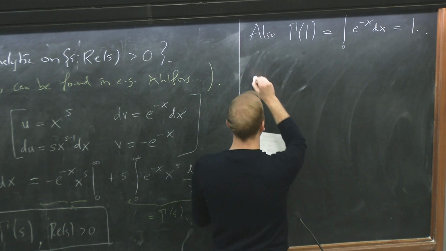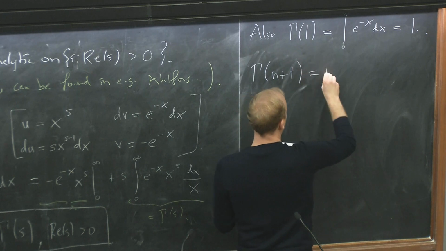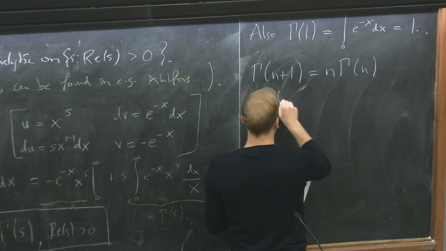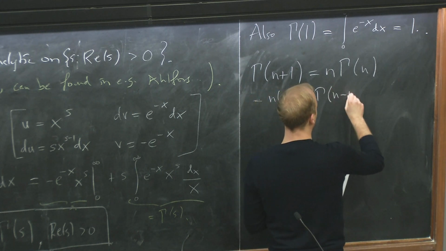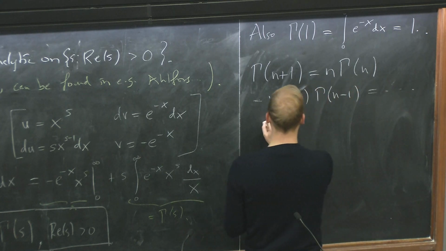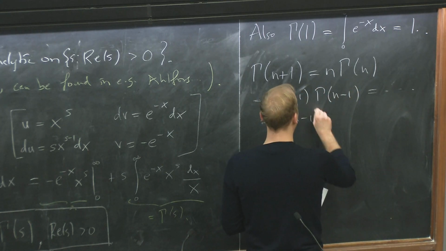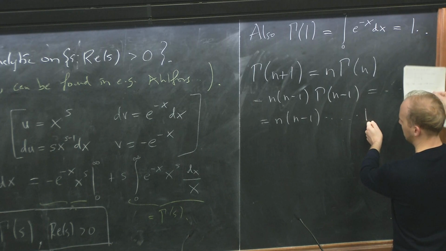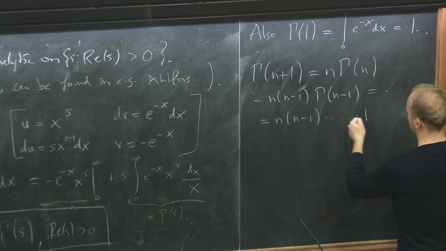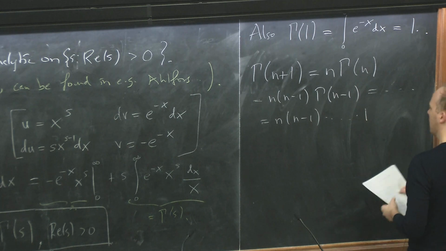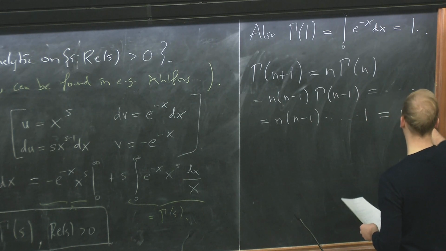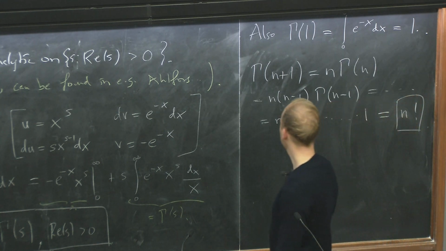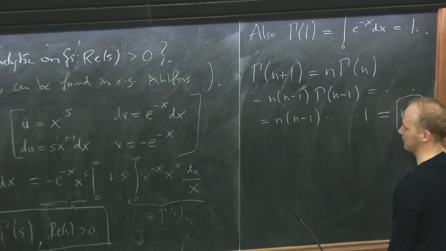But let me say here that gamma of n plus 1 is equal to n gamma of n, which is equal to n times n minus 1, gamma of n minus 1, and so on, which will give in the end, because gamma of 1 is equal to 1, that it's equal to n times n minus 1 times n minus 2, and so on, and it will end on 1. And what is this? Well, of course, everybody recognizes n factorial here. So what it means is that gamma of n plus 1 is equal to n factorial.